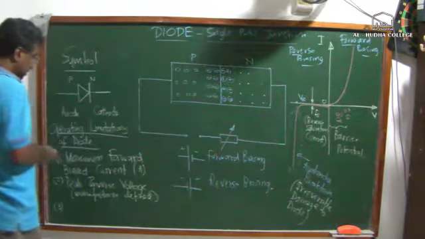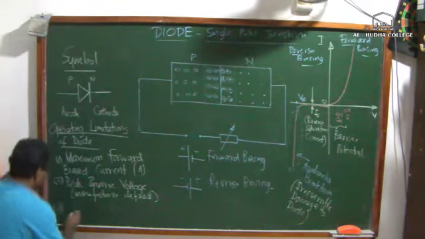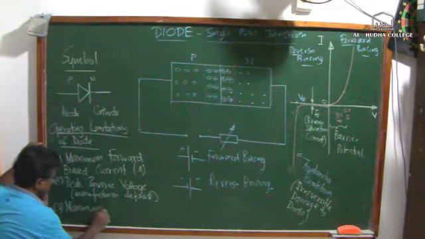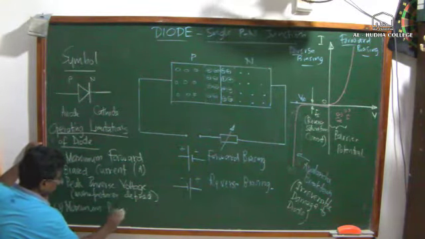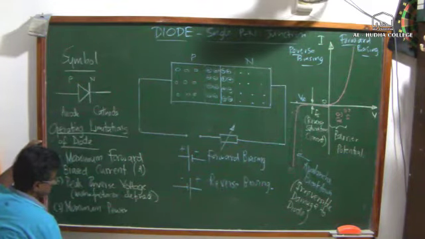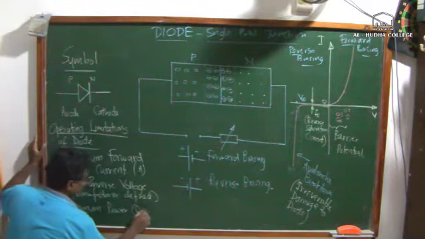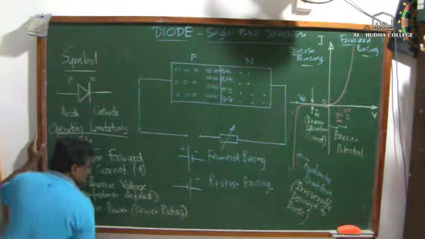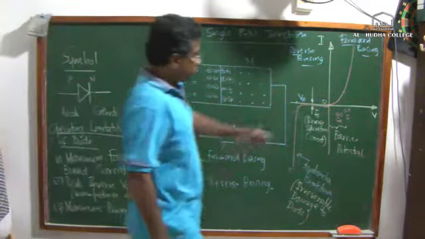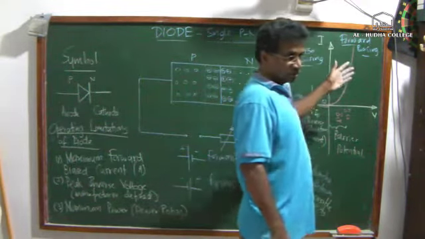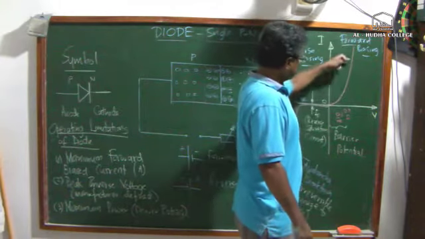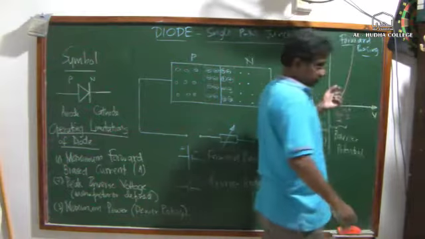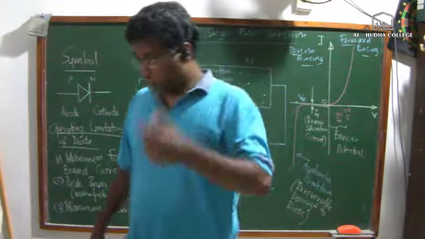The third parameter or limitation is the power rating, the maximum power. Right? That depends on the product of voltage and current. So in what voltage you are going to operate depends on the power rating, the voltage and the current.